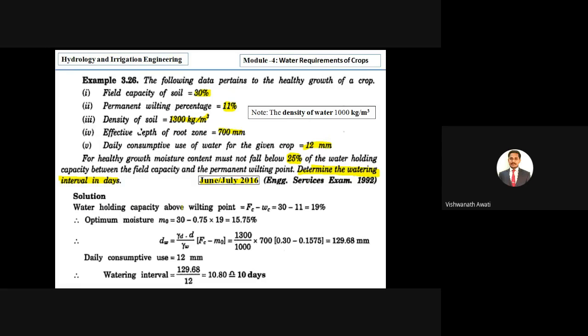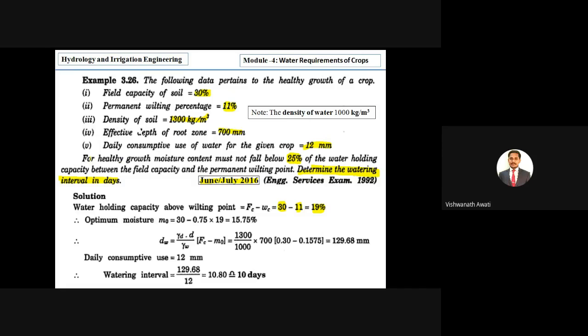First, the water holding capacity, which is field capacity minus wilting point. Field capacity is 30% and permanent wilting point is 11%. We are calculating the available moisture indirectly, that is 19%. Out of 19%, the moisture should not fall by more than 25%, right? That means 75% is readily available.